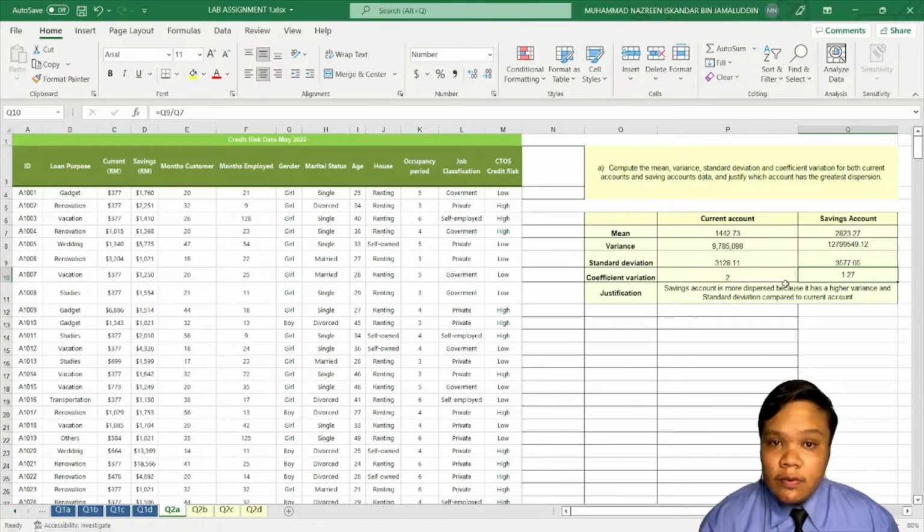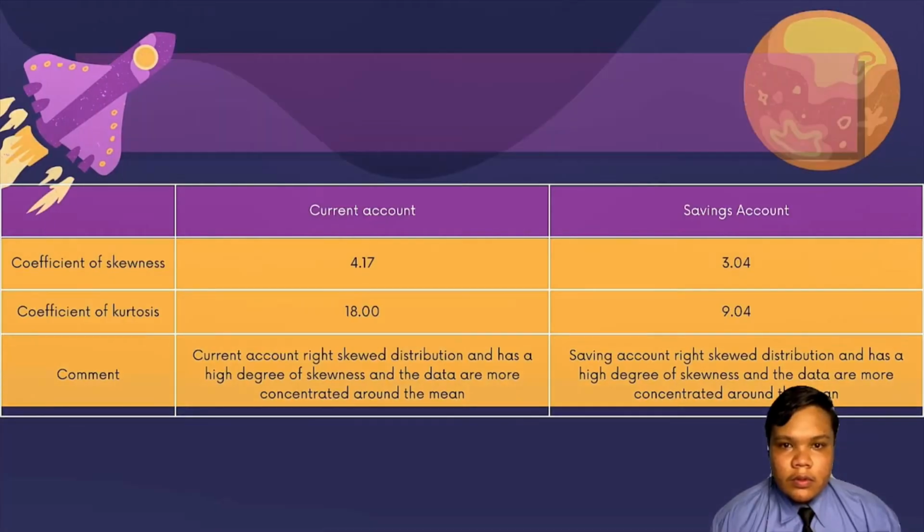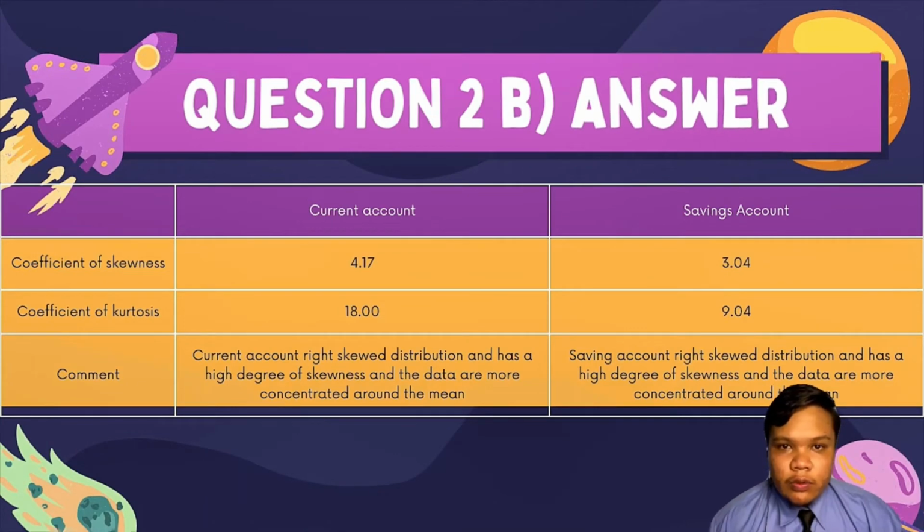And for the justification for this question, the saving account is more dispersed because it has a higher variance and standard deviation compared to the current account. And this one is the answer for question 2B.